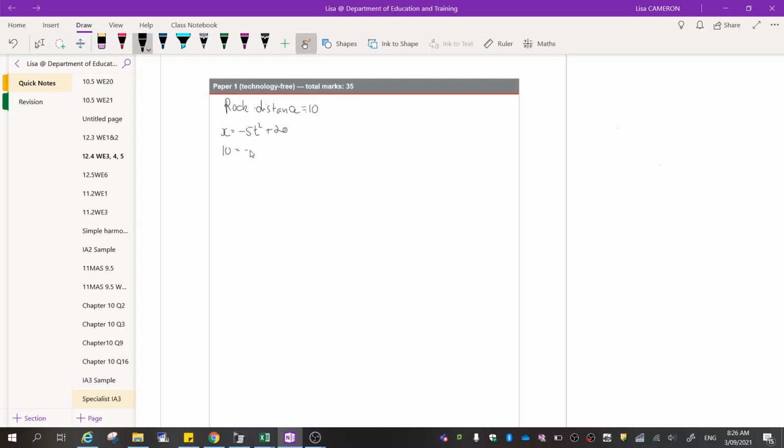Now I can substitute the 10 in. We move this 20 to the other side, which gives negative 10 is equal to negative 5t squared. Then we take this negative 5 across to make it positive 2 equals t squared. Take the square across, and that gives a positive and a negative case, so t has to be equal to root 2. It's only the positive, because in this scenario a negative solution doesn't make sense. So the time that the rock reaches 10 meters is root 2.